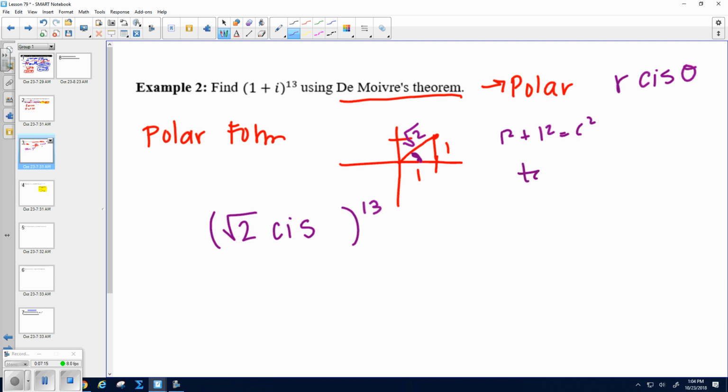Always use inverse tangent. Good. So I do inverse tangent of opposite over adjacent. Or, as most of you guys know, it's 45 degrees. You could use your calculator and it would tell you 45 degrees.